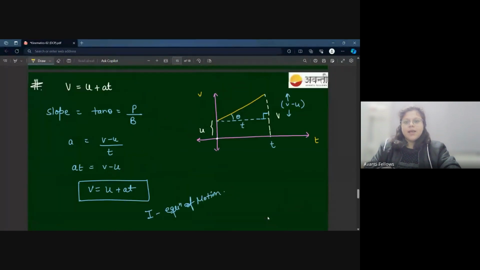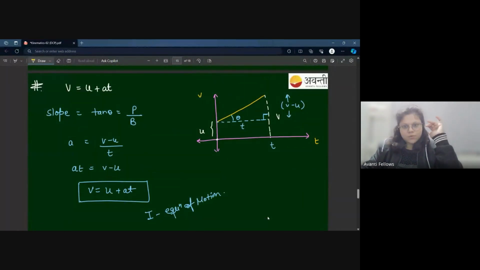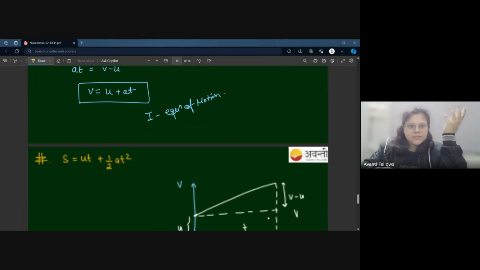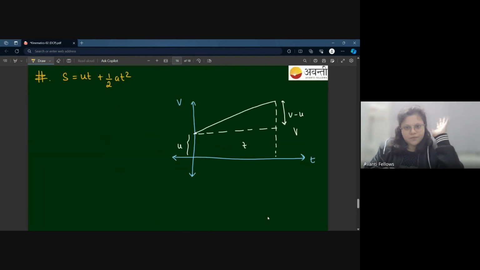Okay, see, just calculate the slope out of it. Slope is tan theta. If you have this triangle A, B, and C, the perpendicular is AC and the base is CB. Just put the values. It is 0, it is T, and I just need AC, not the entire length. So if this much portion is U and this entire length is V, then it would become V minus U, right? Let's come to this S is equal to UT plus half AT square.